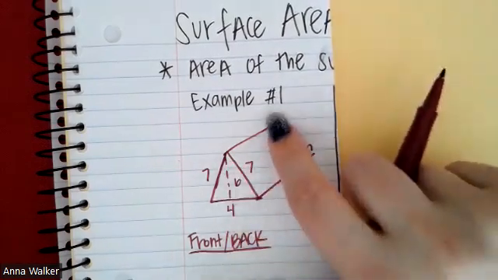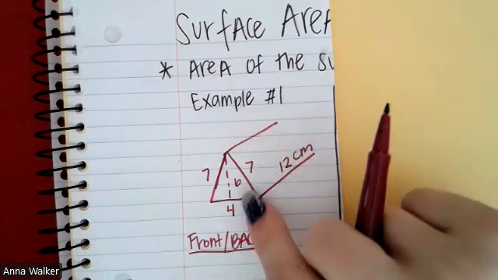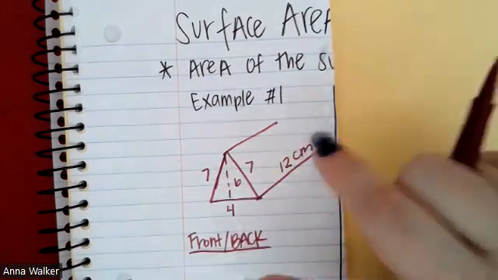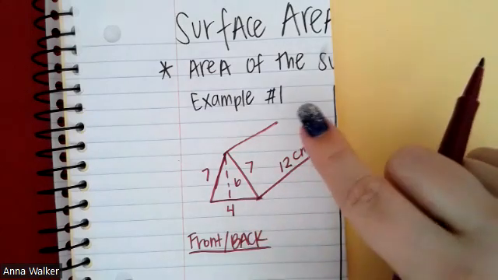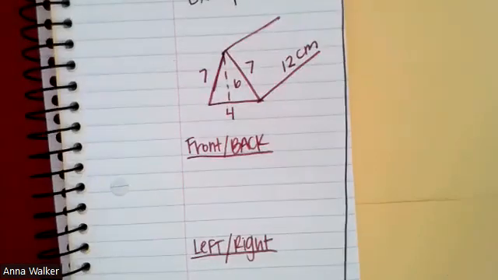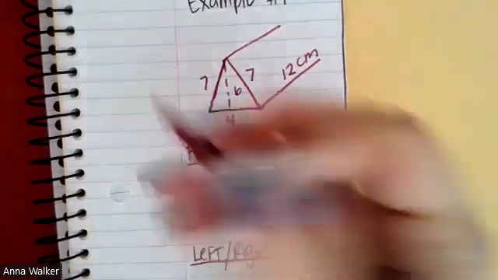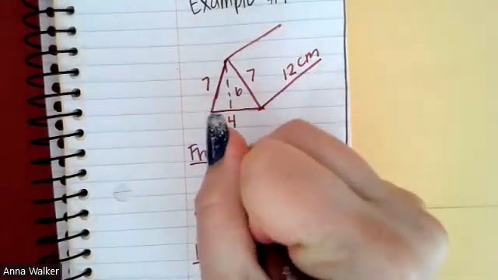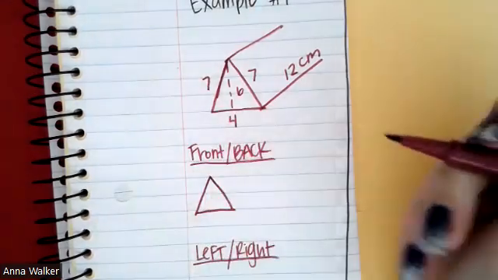The back of this shape, if I was to continue drawing it, would also be a triangle with all of the same dimensions. It wouldn't be a prism if the back dimensions were not the same as the front dimensions. So to find the area of this front and back, I'm just going to draw what it would look like. Okay, so we have our triangle. This is what the front and back looks like.